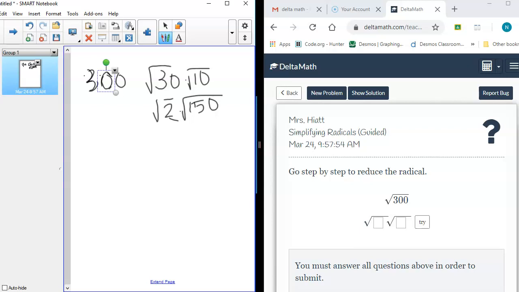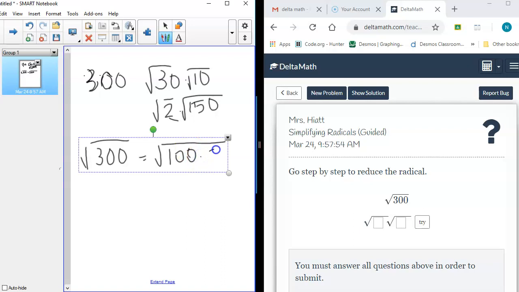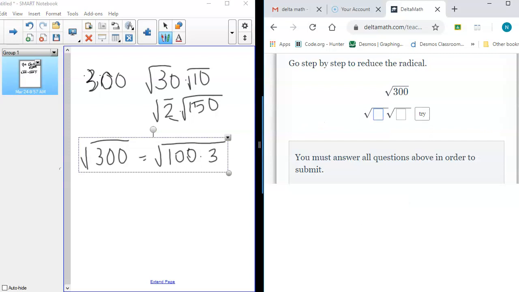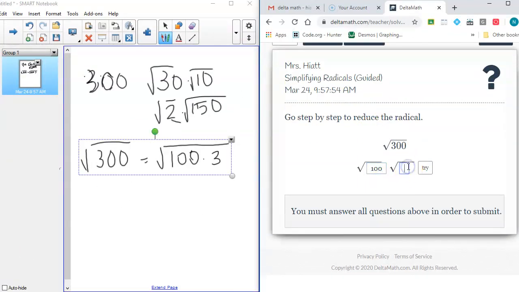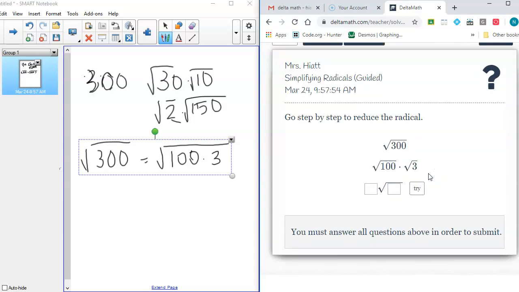So whenever you do this problem, 300 could be written instead as 100 times 3. So what they're wanting you to do over here on the Delta Math is they want you to type in, and it's not working so well. Let me see if I can. So right here, we could put a 100 right here and a 3 right here. We're going to click try.